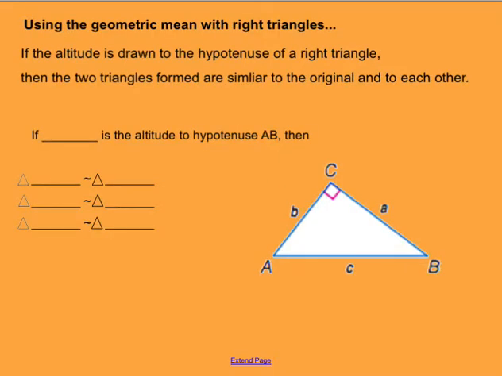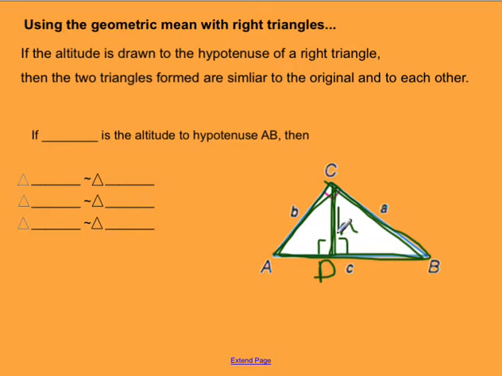So let's talk about using geometric mean with right triangles. If the altitude is drawn to the hypotenuse of the right angle, so we're going to cut through that right angle and go straight to the hypotenuse, then the two triangles formed are similar to the original and to each other. So here we have 3 similar triangles. We have one that is here, one that is here, and one that is here. I'm going to label this point D, and I'm going to call this length H. We'll take a look at that more on the next slide, but let's write out our similarity statements.